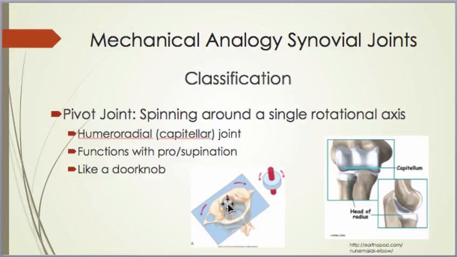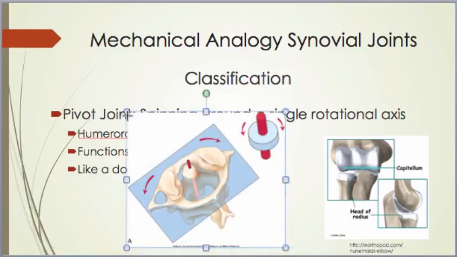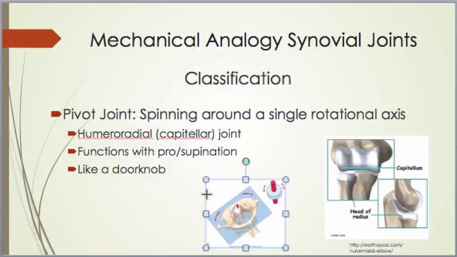You also see it here on this picture that portrays the atlas of C1 here, with the axis below, C2, and the dens coming up. So the dens is held by the transverse ligament right here, and there's a tremendous amount of rotatory mobility of C1 on C2 when we perform rotation in the horizontal plane for the cervical spine. So those are examples of pivot joints.